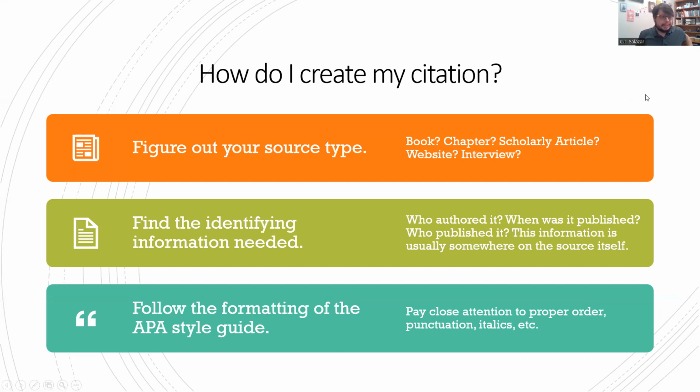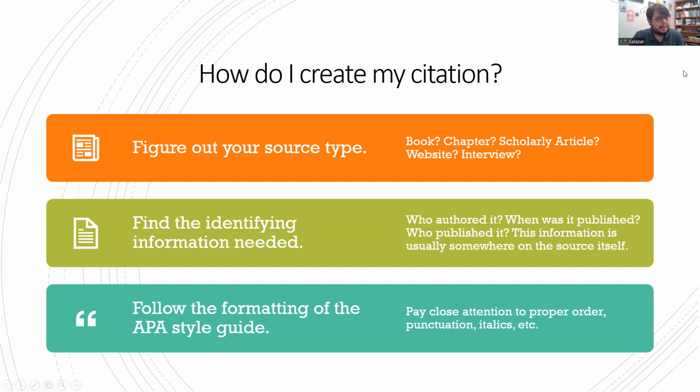So how to create your own citation. And this is, I think, the easiest method to follow. So first is to figure out what kind of source it is you're citing, because that will depend on what the citation itself looks like. So is it a book? Is it a chapter? Is it a scholarly article, a website, an interview? The first step is to figure out what the source is.